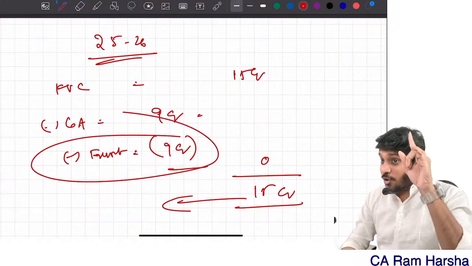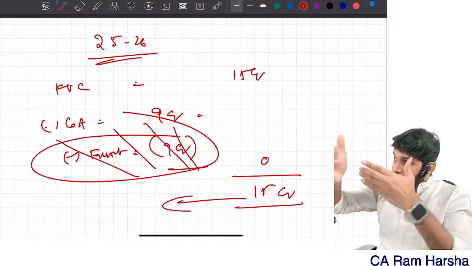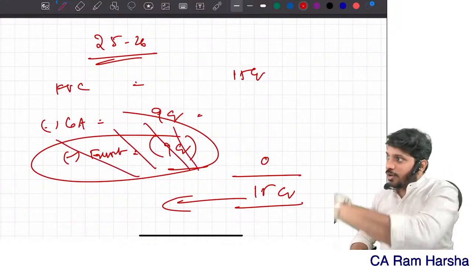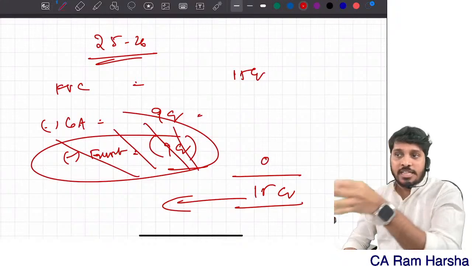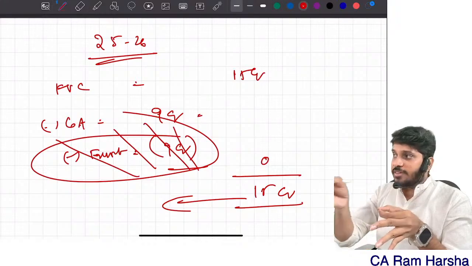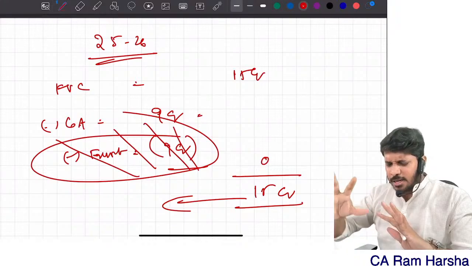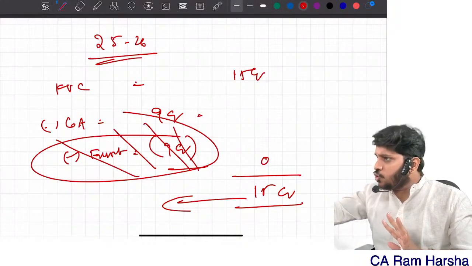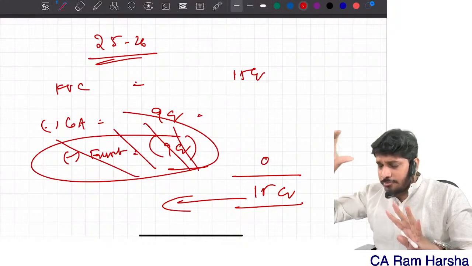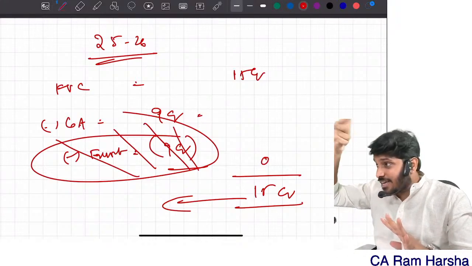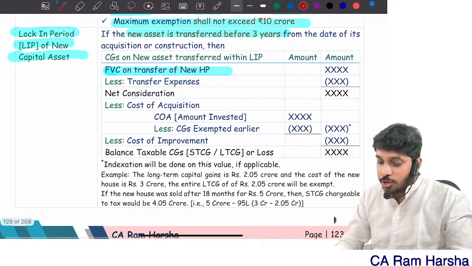Whereas in 54EC, 54F, retaxation will not be done like this. Retaxation will be done separately, which is the right way of doing it. But under 54, 54B, 54D, they used these wordings: if the new asset is sold within the lock-in period, then while computing capital gain on the new asset, the exemption given earlier will be reduced from the cost of acquisition. So these are the wordings which they used.